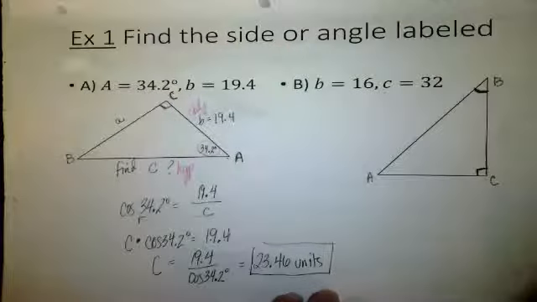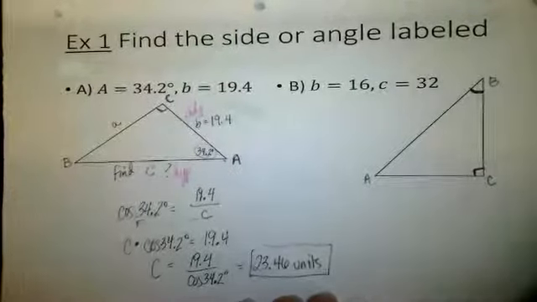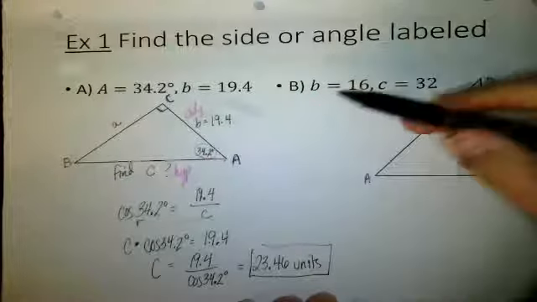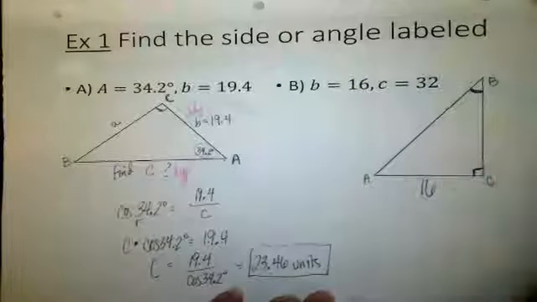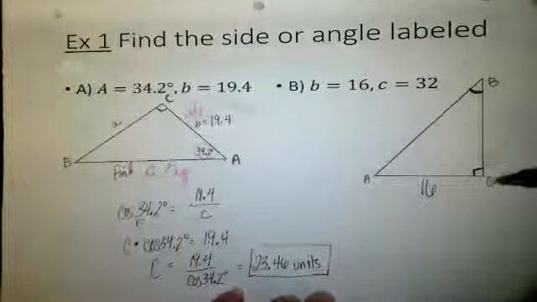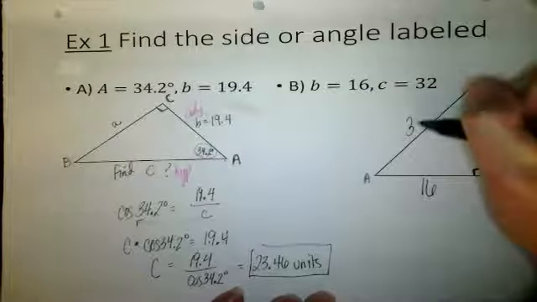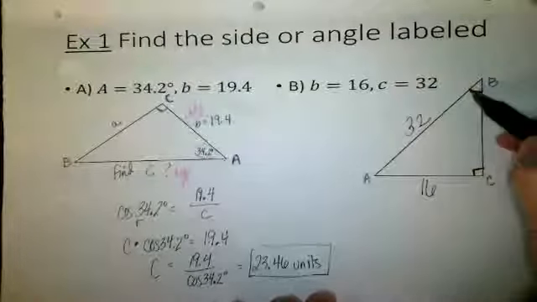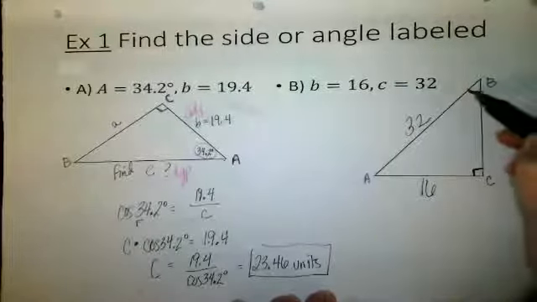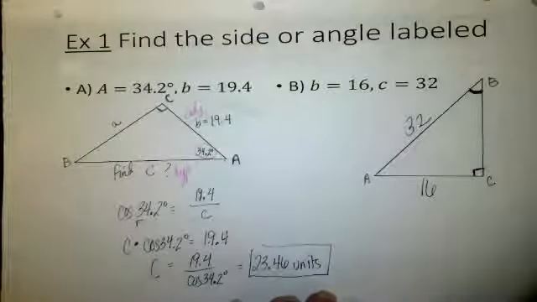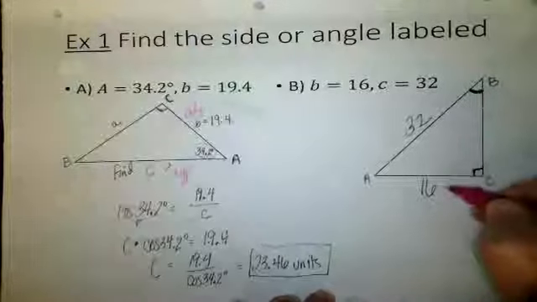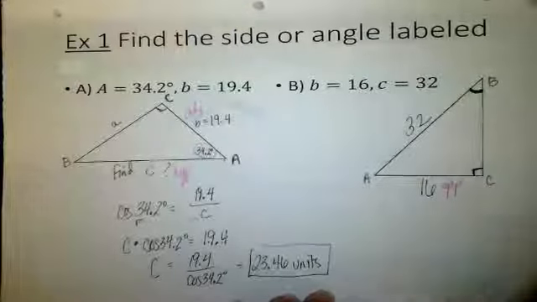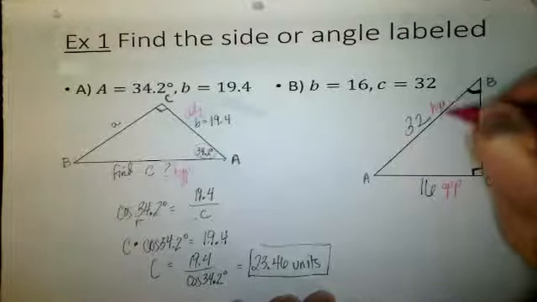Okay. Over here, we have triangle ABC. Side B is 16, so that little b over here is 16. And side C is 32, so little c is 32. And we're trying to find angle B right here. This is the marking you'll see on your little worksheet today. And so if this is my angle, then 16 would be called the opposite side, and 32 is the hypotenuse.